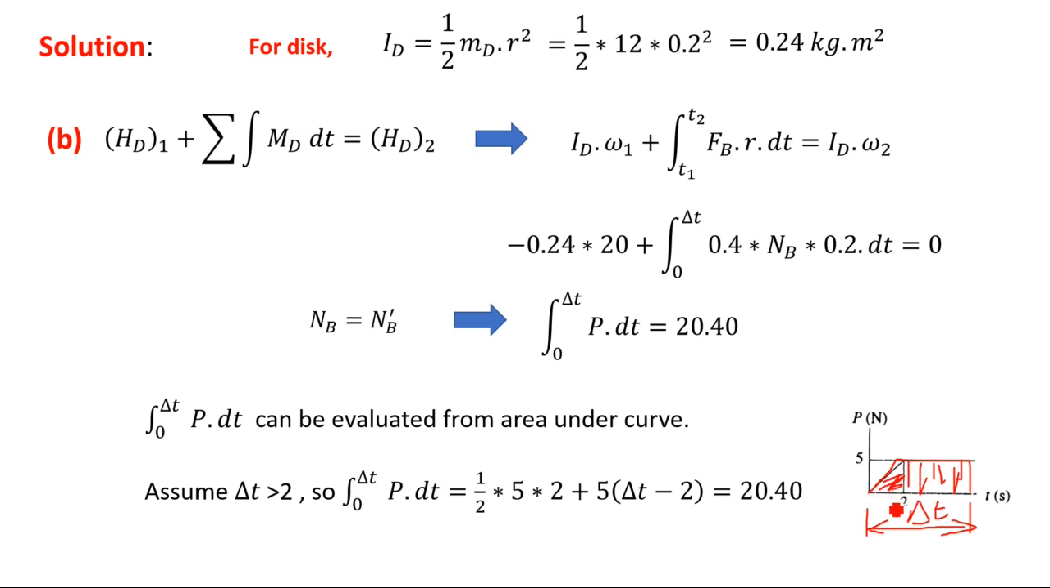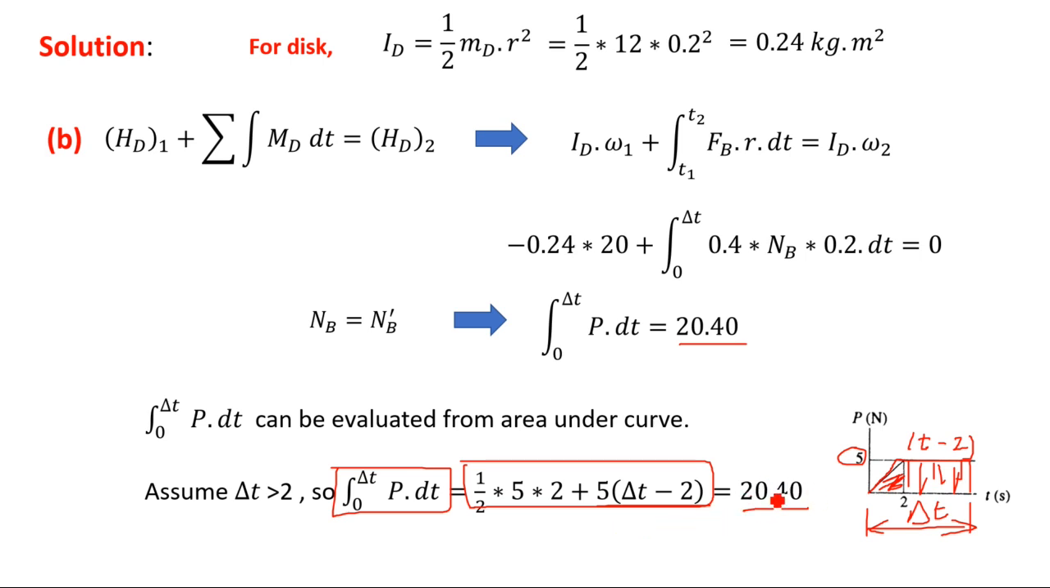So for the area here, it's going to be 2 multiplied by 5 divided by 2. Half of the base multiplied by the height. And the area here is going to be equal to 5 multiplied by the t minus 2 seconds, which we don't know how much. So this is the area. That total is going to be equal to 20.4 that we got from this equation, because that represents the area of the curve. Now we can solve for that.